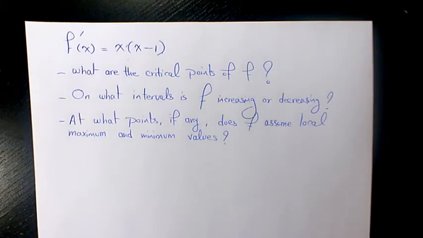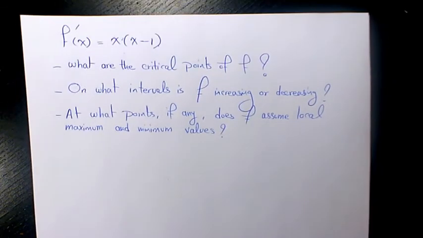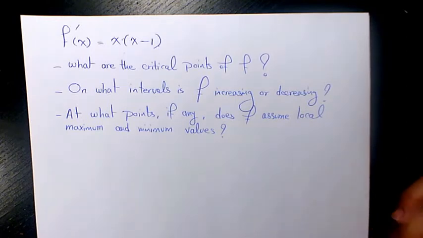Welcome to another video. In this video I want to talk about critical points and increasing and decreasing intervals. Here the derivative of a function is given, f prime of x, which is x times x minus 1. We need to find the critical points of f, and on what intervals f is increasing or decreasing, and at what points, if any, f assumes local maximum and minimum values.